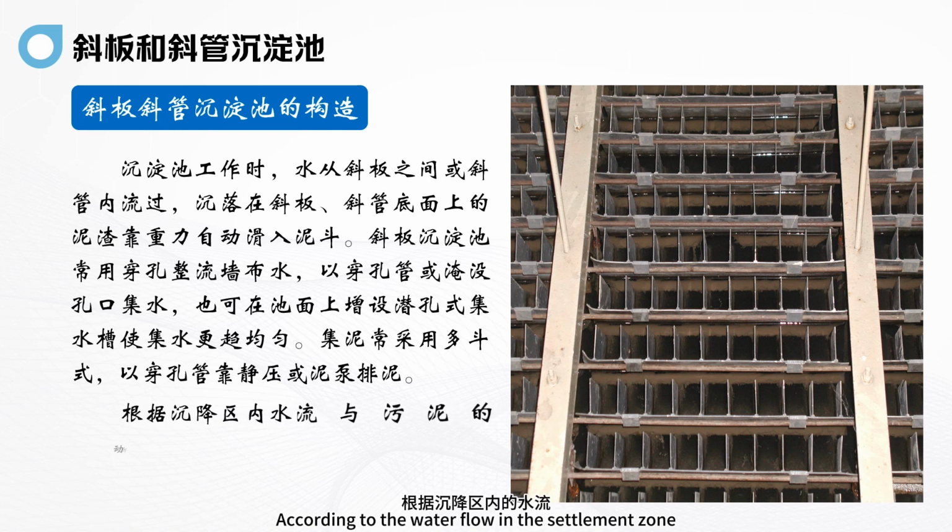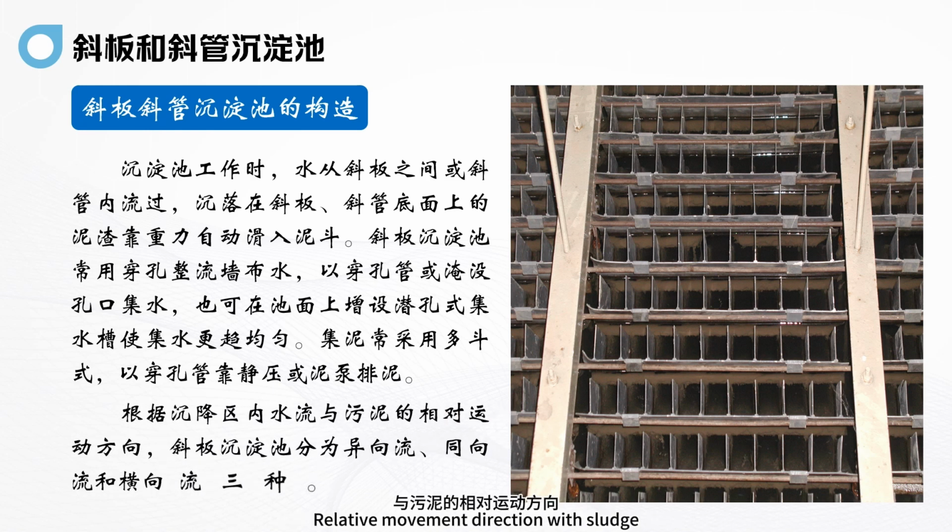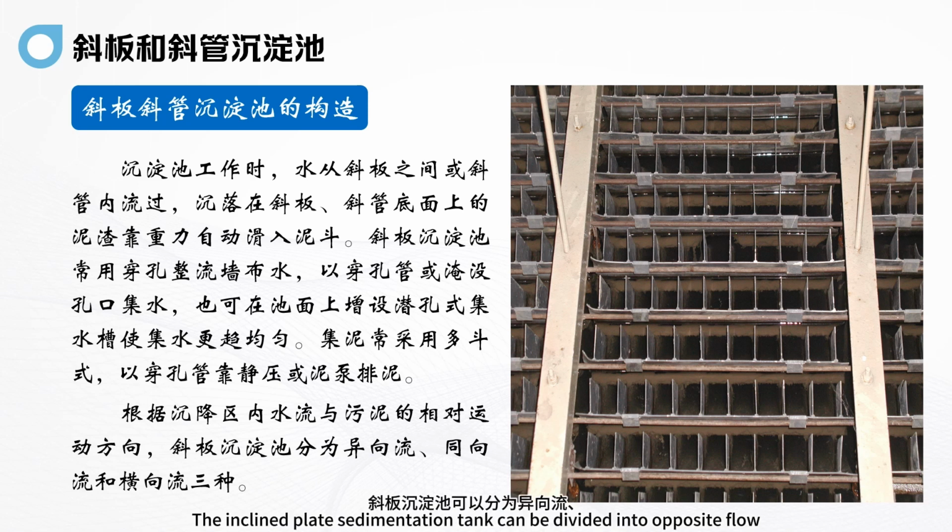According to the relative movement direction of the water flow in the settlement zone and the sludge, the inclined plate sedimentation tank can be divided into three forms: opposite flow, co-flow, and transverse flow.